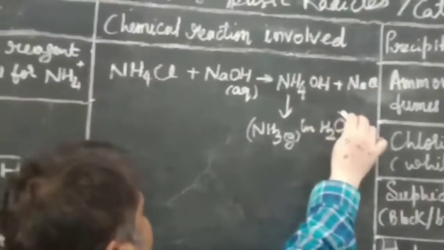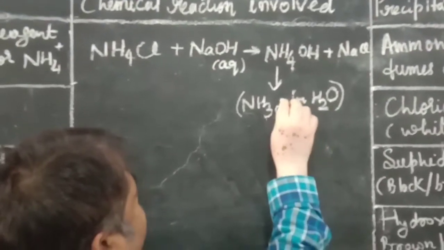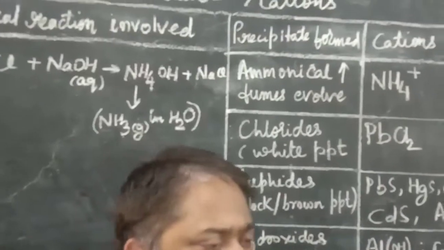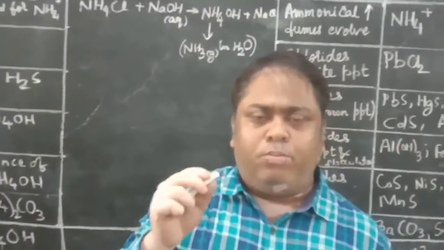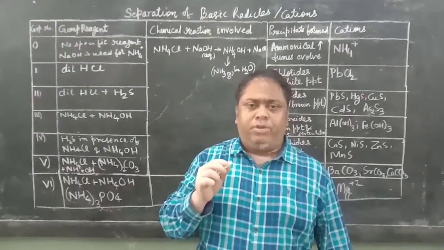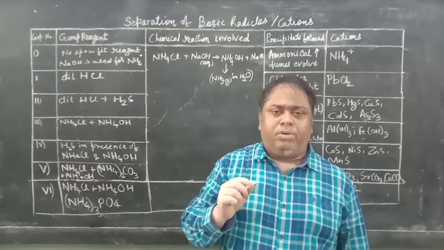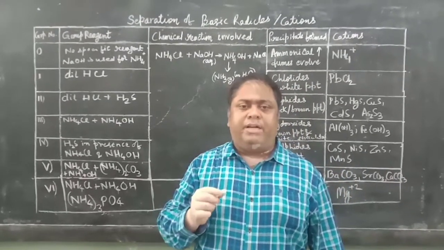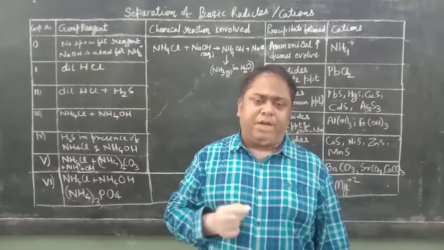So ammonium hydroxide is actually ammonia gas dissolved in water. This ammonia gas evolves out in the form of ammonical fumes. Now what are ammonical fumes? Ammonical fumes are the fumes of ammonia gas, and it smells like urine. You might have smelled urine when you have gone to the washroom. There it smells like ammonia because our urine also contains nitrogenous waste. So nitrogenous waste also gives out ammonia.